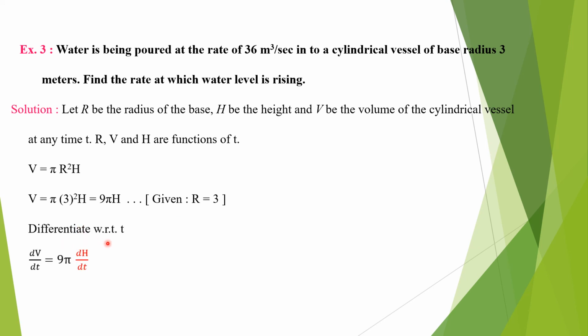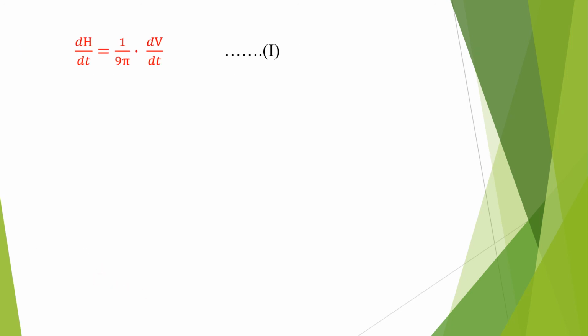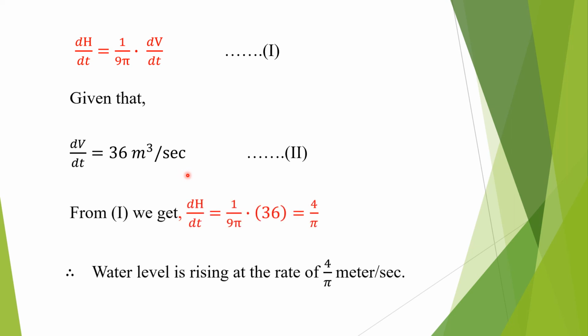Differentiate with respect to t. dv by dt equal to 9 pi, which is a constant multiple, outside, then dh by dt. Here we have to find the rate at which the water level is rising, which means we have to find dh by dt. Simplifying, dh by dt equal to 1 divided by 9 pi into dv by dt, denoted by equation 1. Given that dv by dt equal to 36 meter cube per second, denoted by equation 2.